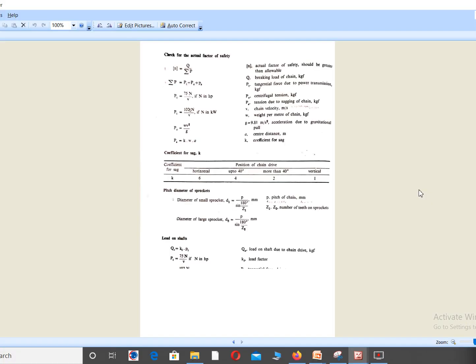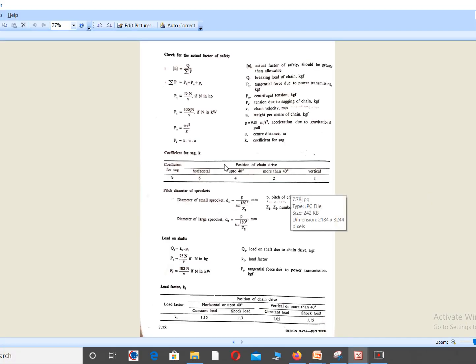For that, again go to page number 7.78. You can see the K value can be selected based on these conditions. If it is a horizontal chain, the K value can be taken as 6. If the chain is inclined up to 40 degree, you can take 4. More than 40 degree means you need to take 2, and if it is vertically kept, you need to take K value as 1.